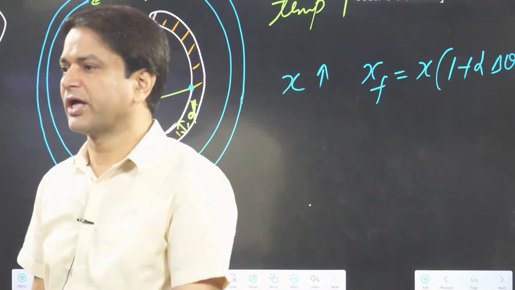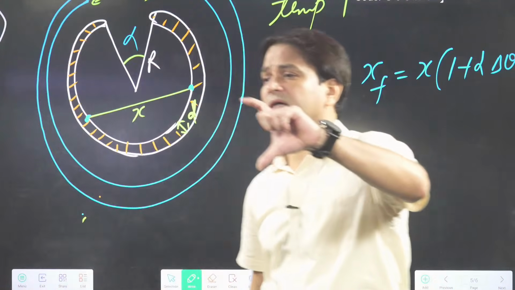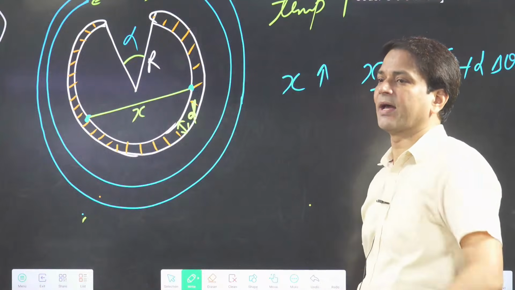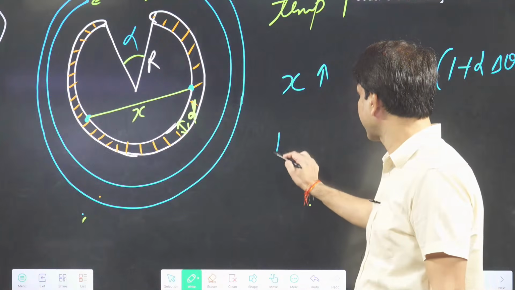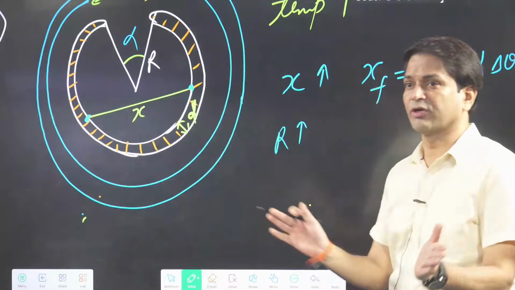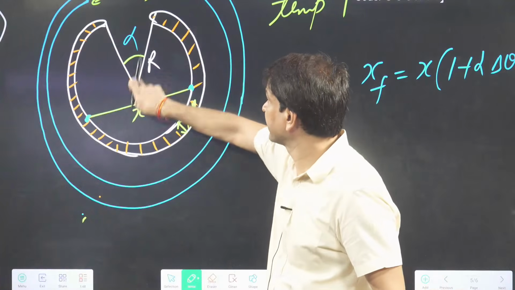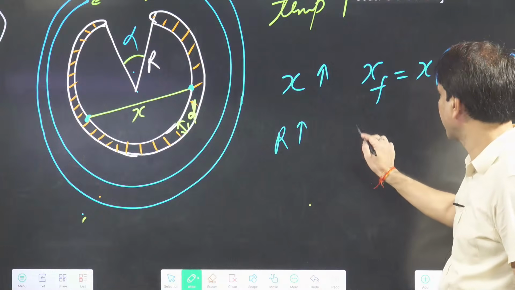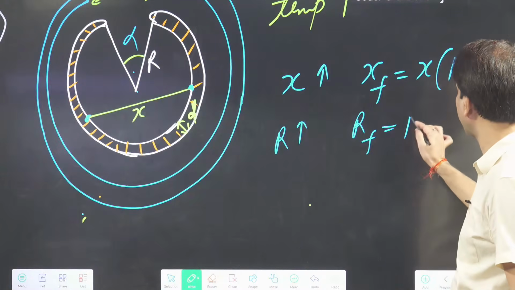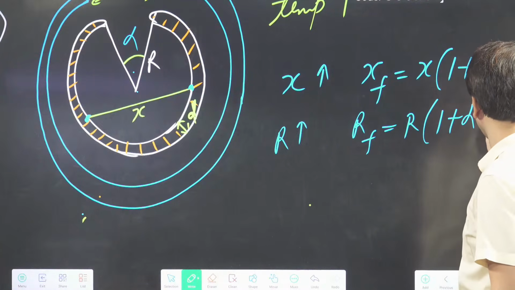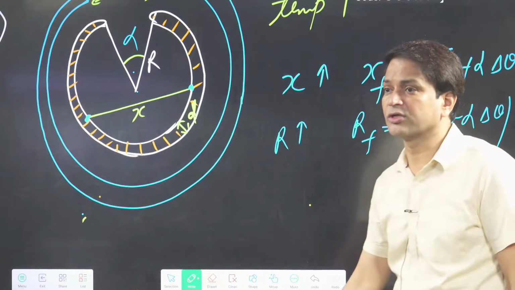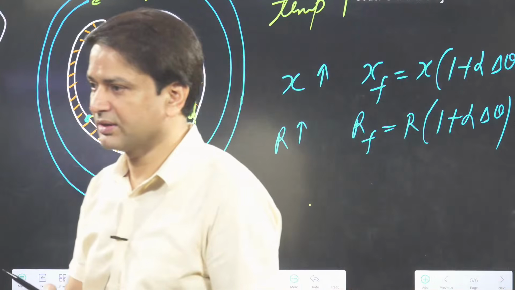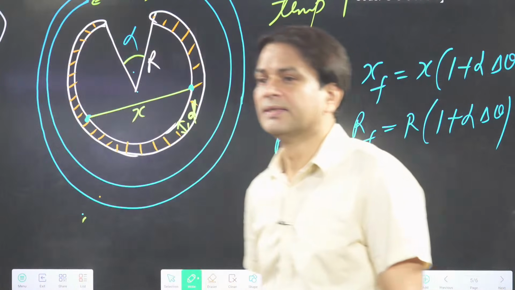Now come to the radius. Radius is also a linear dimension. So the new radius, what can I say? The center is fixed, but this point is going far, so the radius will also change by the linear expansion. So R final, what can I say? R into 1 plus alpha delta theta. So the radius also increases. These two, everybody got or not?